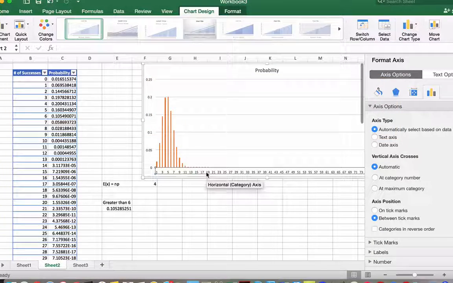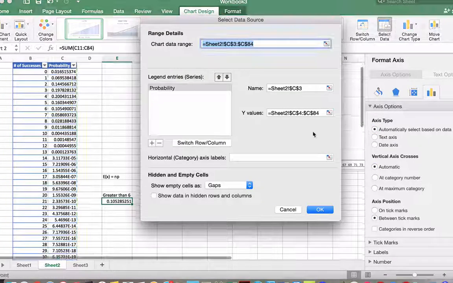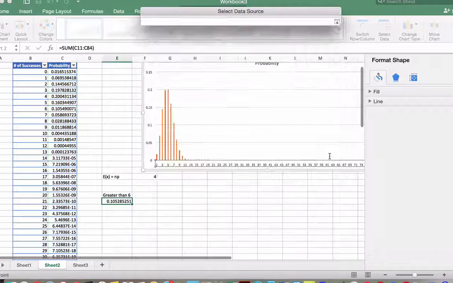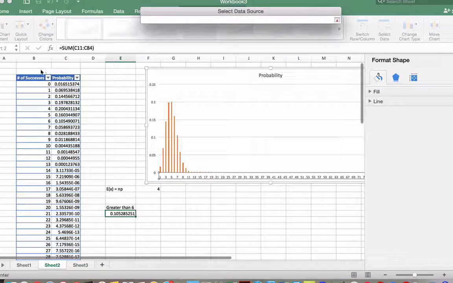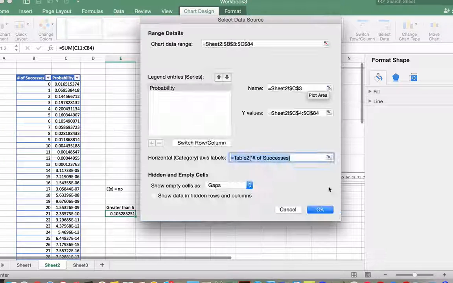So now, when you create a histogram, be careful here, because I almost missed it. When I created my histogram, the horizontal axis actually just corresponds to the first point, second point, third point. It doesn't actually match up with the number of successes. So what you can do is you're going to click on Select Data, and I'm going to take here the number of successes, and press OK.